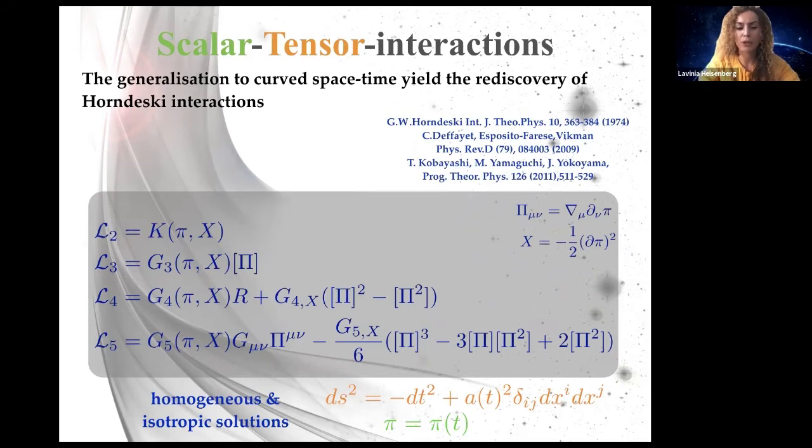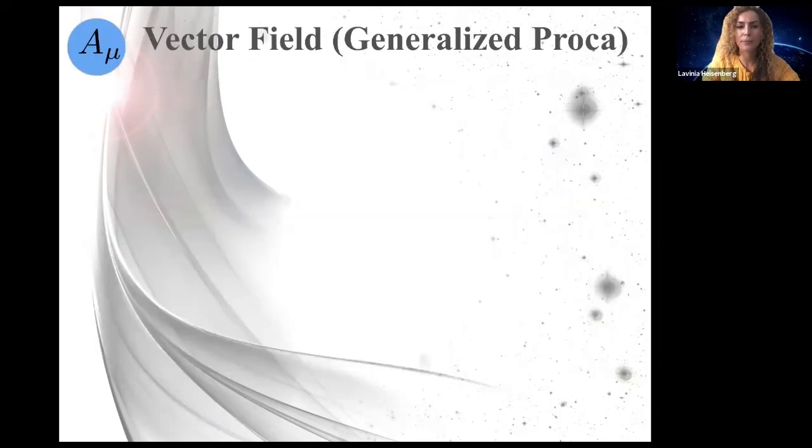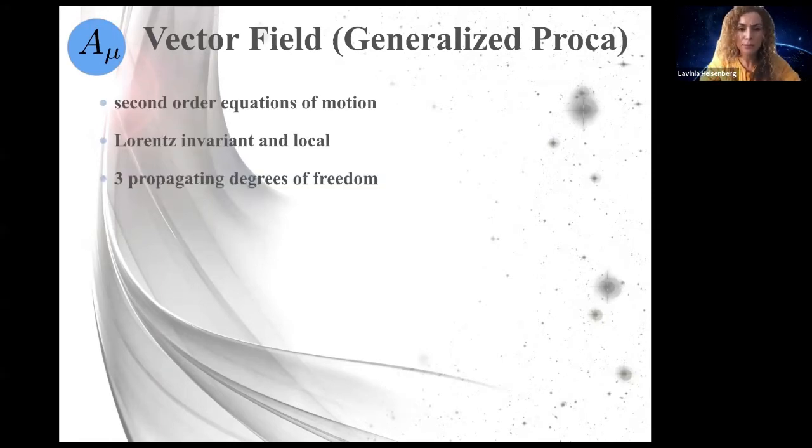But you can have homogeneous and isotropic solutions very easily by assuming that the scalar field has only time dependence. You can also do the same thing with a vector field, so you can construct effective field theories for a vector field. You require that you have second order equations of motion, Lorentz invariance and locality, and that you have 3 propagating degrees of freedom associated with a massive vector field.